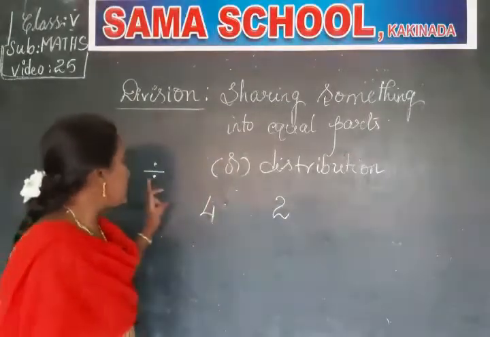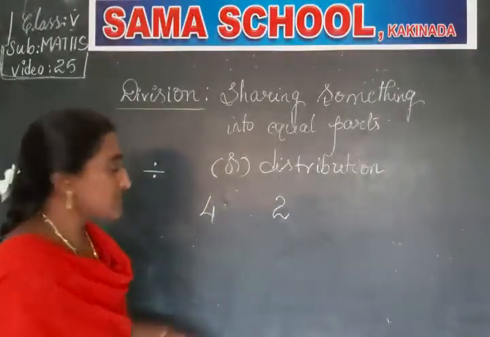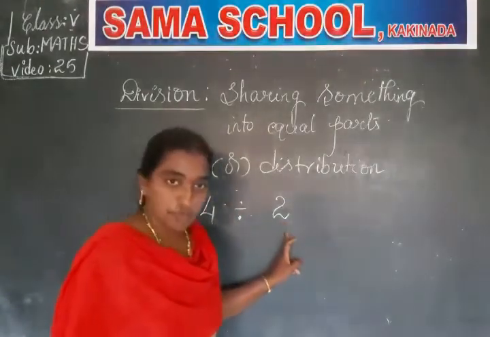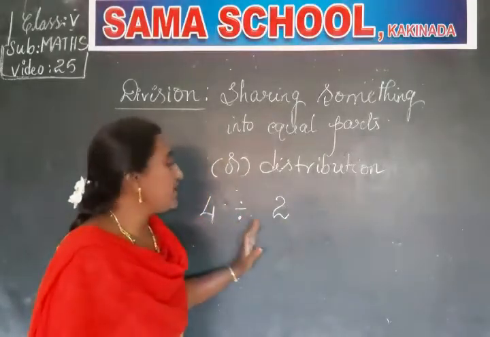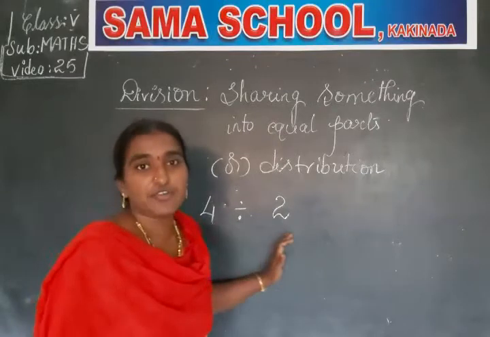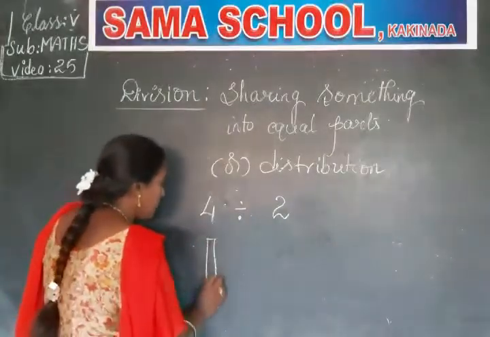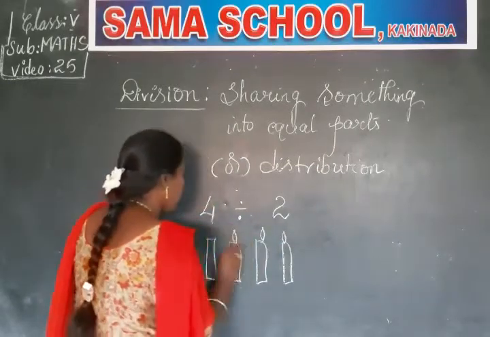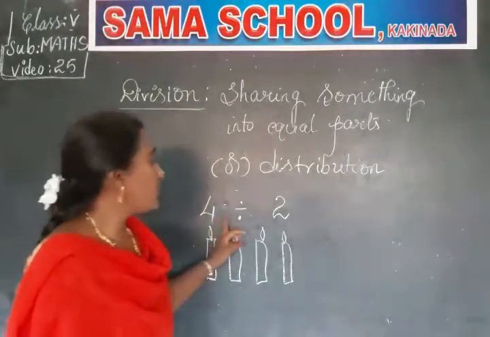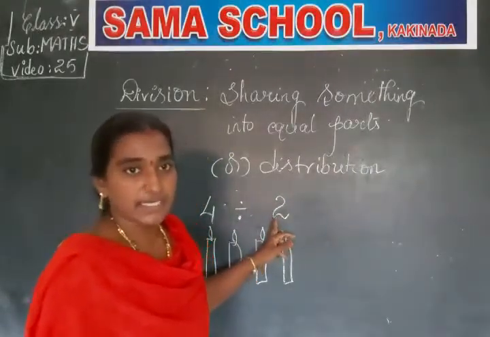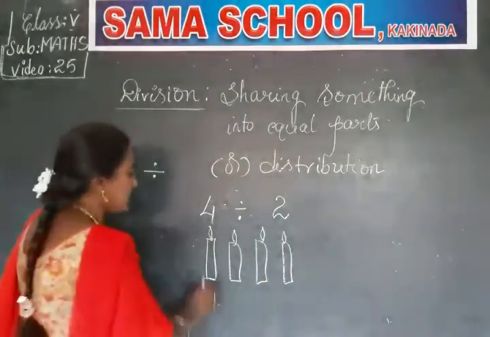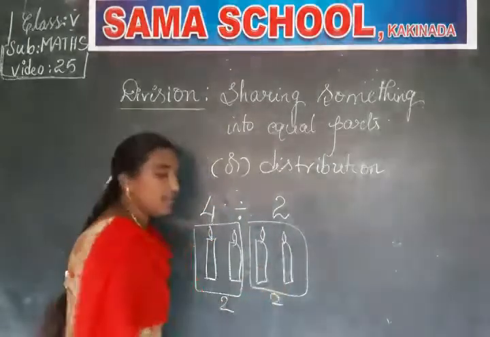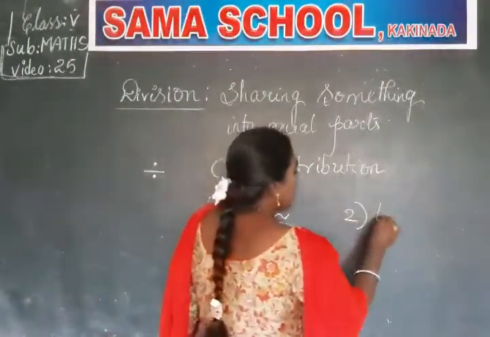When this symbol is used between two numbers, for example 4, 2, it can be read as 4 divided by 2, which means 4 can be divided into two equal parts. Suppose 4 candles are there. These 4 candles should be divided into two groups containing an equal number of candles. So 2 candles in one group, 2 candles in one group. How many groups did we get? 2 groups.